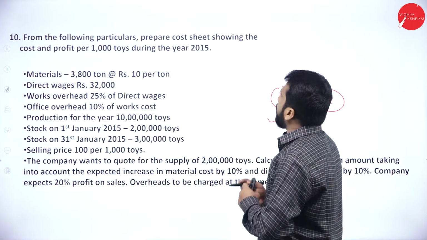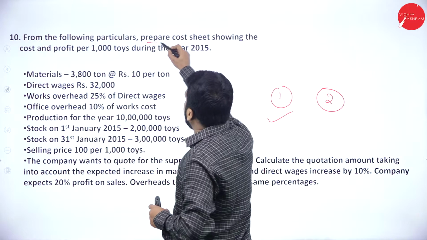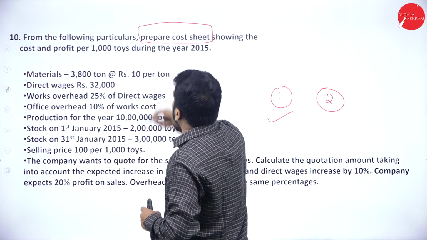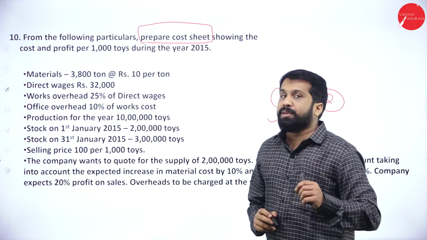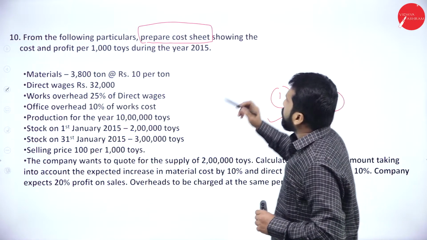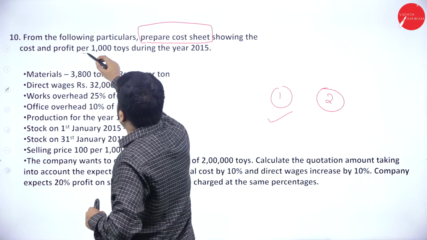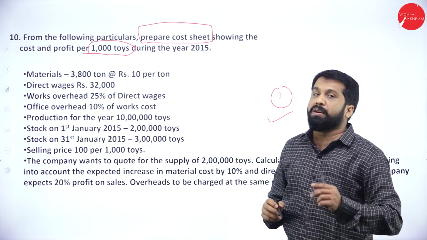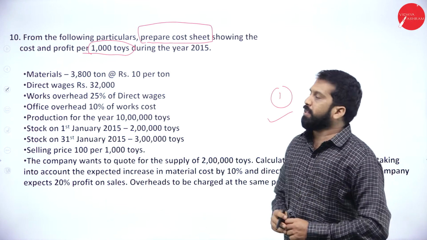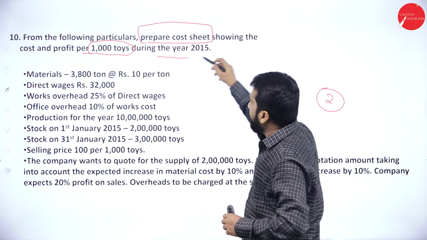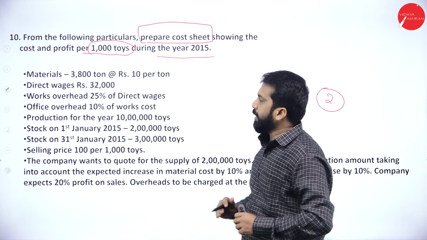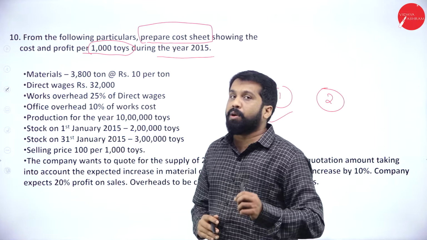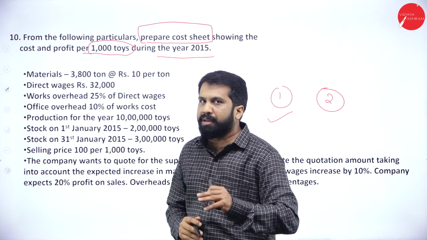Now, these are the informations they have given in this. From the following particulars, prepare cost sheet. As I told you, what you are supposed to do, you have to prepare cost sheet, then showing the cost and profit per 1,000 toys. Per 1,000, how much? Per unit also you need to calculate. Then, during the year. All the information they have given is for the normal cost sheet. We'll go one by one.